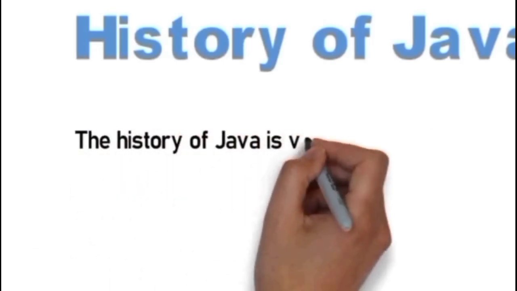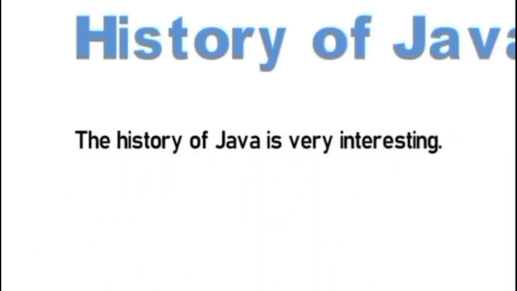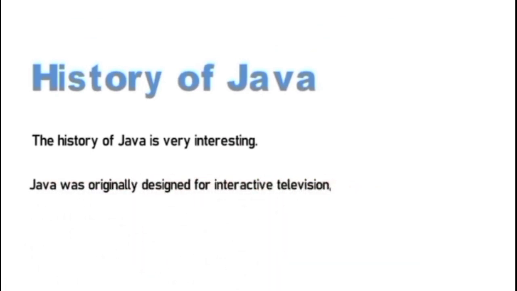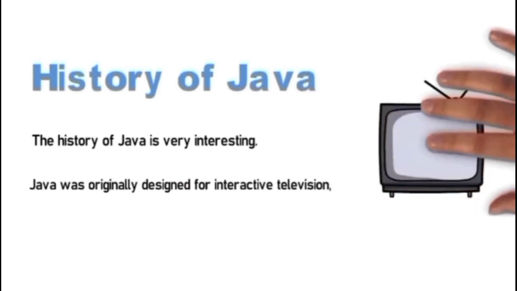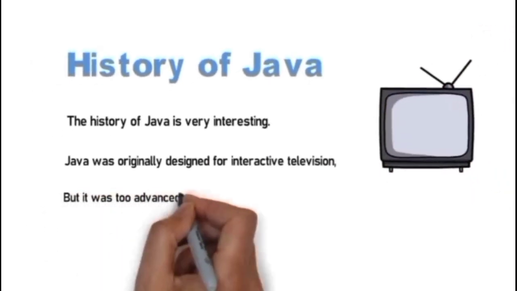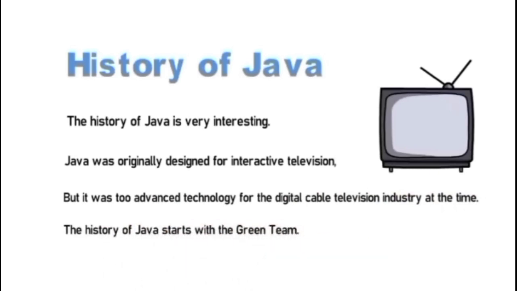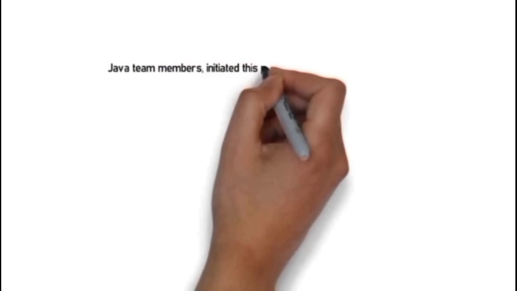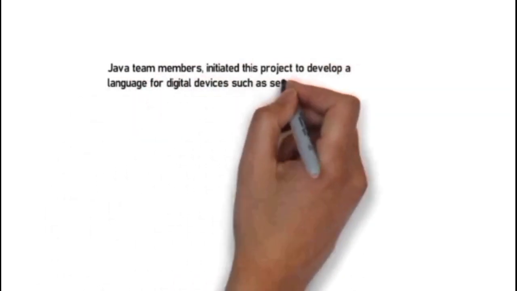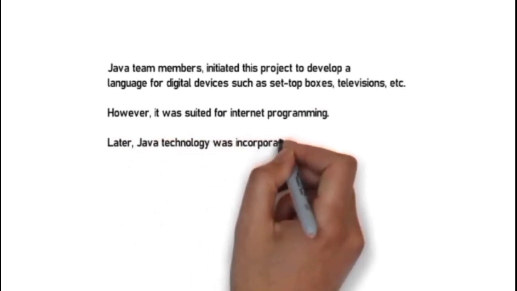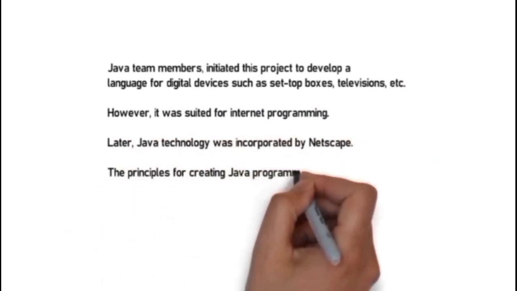History of Java. The history of Java is very interesting. Java was originally designed for interactive television, but it was too advanced a technology for the digital cable television industry at the time. The team members who initiated the development of Java were called the Green Team. They started to develop a language for digital devices. However, it was suitable for internet programming.